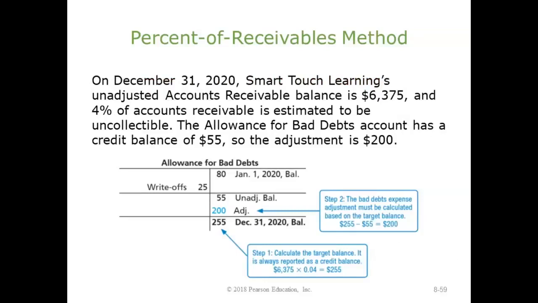On step one, we want to calculate the target balance of my allowance. Now that should be 4% times $63.75. Now my correct balance in the allowance for bad debt should be $255. Now right now it stands at $55. So what we need to do is increase the allowance for bad debts to $200. So we're going to make a debit to bad debt expense and credit the allowance for bad debt by $200.